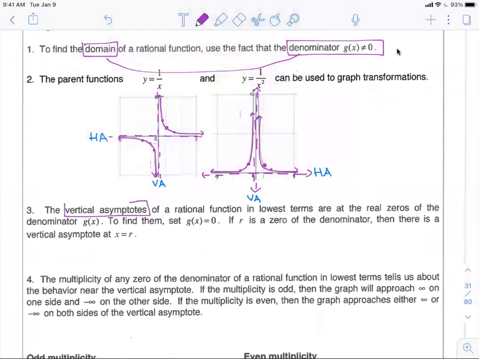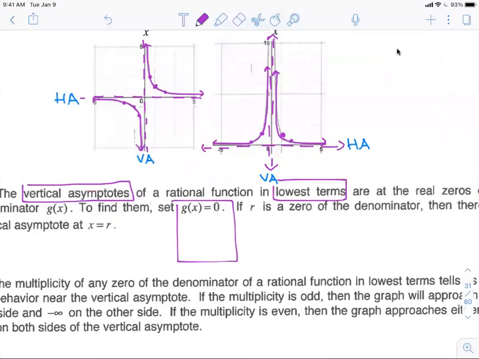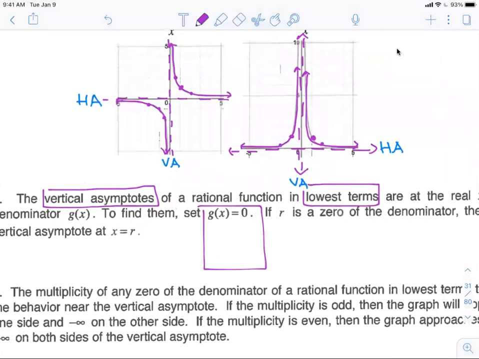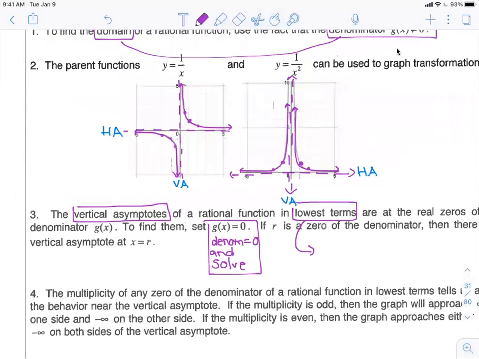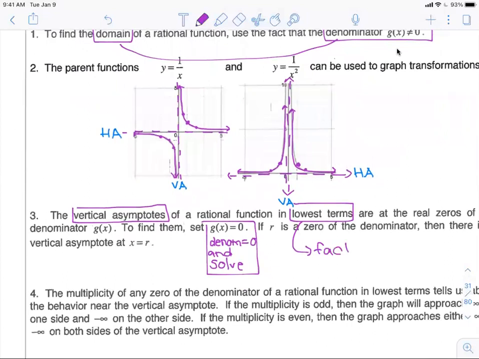So a vertical asymptote, first of all, it needs to be in lowest terms, and they're going to be the real zeros of the denominator. So to find them, set g of x equal to 0. So what that's saying is, because you're looking in the denominator and g of x is what they call the denominator, you're going to set the denominator equal to 0 and solve. And that will be your vertical asymptotes. When we say lowest terms, we just want to make sure that you factor. Okay, so if it's not factored, go ahead and factor the numerator and denominator. And then you want to simplify.